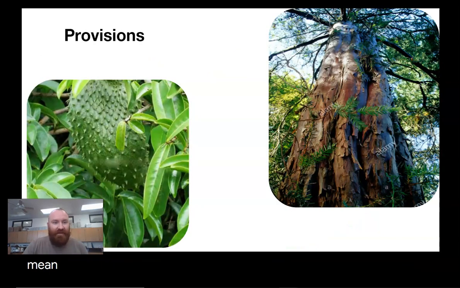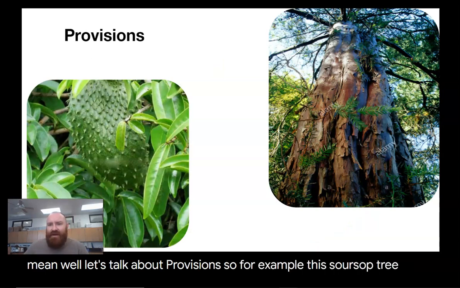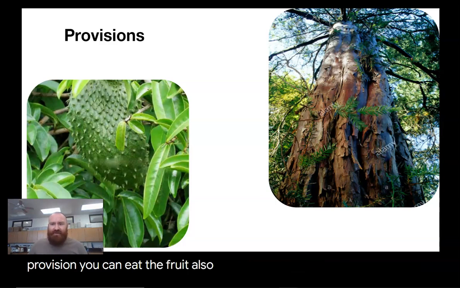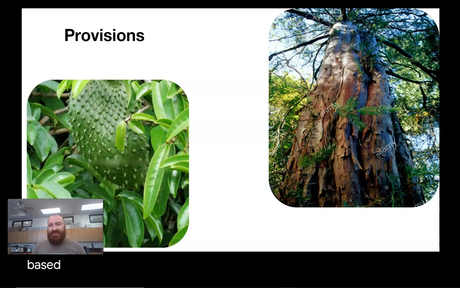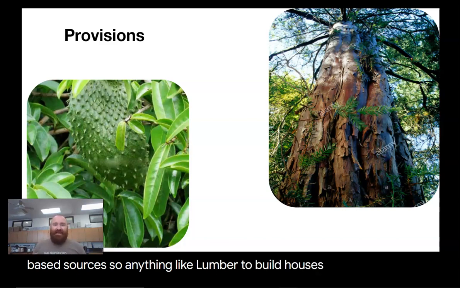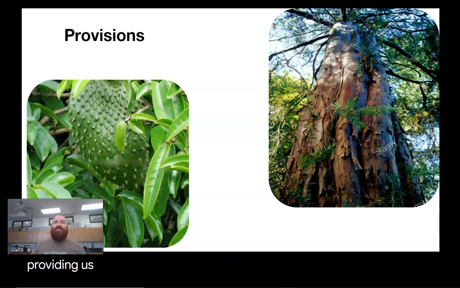What do I mean? Well, let's talk about provisions. So, for example, this soursop tree is a provision. You can eat the fruit. Also, the leaves are medicinal. They have anti-cancer properties. You have prescription drugs that use a lot of plant-based sources. So anything like lumber to build houses, anything that is providing us with stuff we use to live, that's a provision.